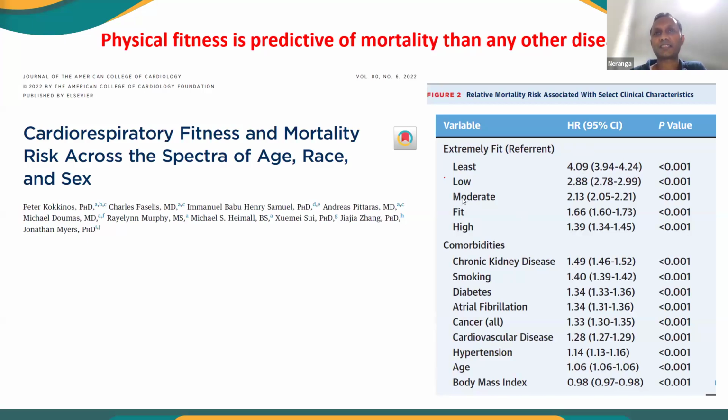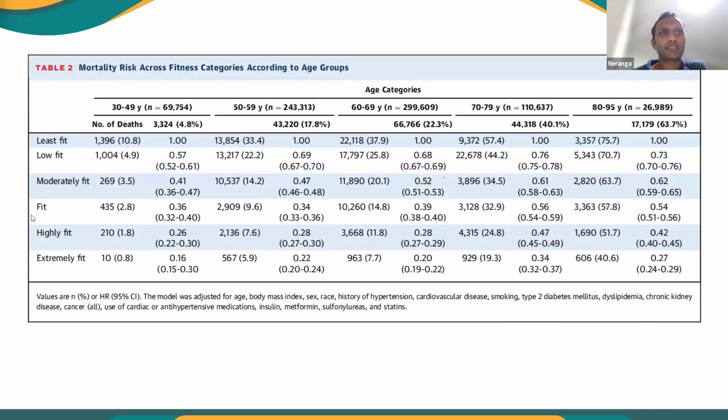So it's a very high risk. The biggest risk is the sedentary lifestyle. If you take the highly fit and extremely fit patients, you can't compare the numbers because obviously the number of extremely fit patients is less. If you take the percentage, highly fit patients have 1.8% death over 30 to 40 years, but the least fit have 10.8%, like 5 times. And at ages 60 to 69, it's 0.28% in the highly fit, but 1% in the least fit.